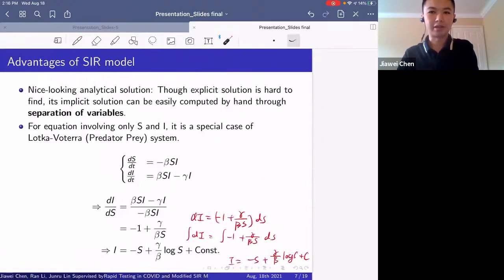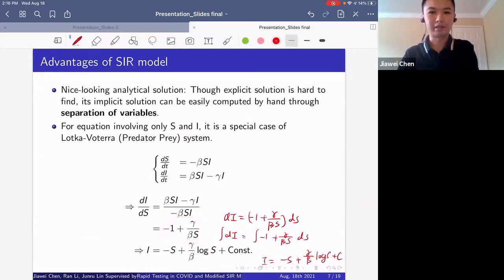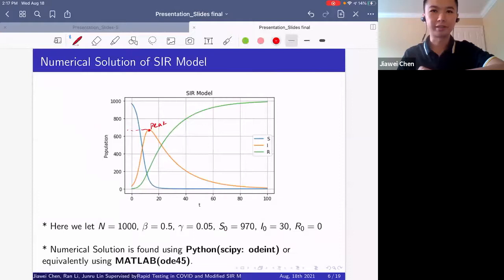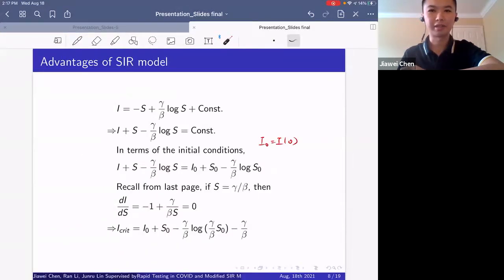So if we set S equal to gamma over beta, then we can set this derivative to zero. This will suggest that when I is considered as a function of S and S is set to gamma over beta, then I will have a critical point. Referring to the graph in two slides before, we can see that this will be the peak of the orange line. In the case of our model, both beta and gamma are positive, so we get a nice maximum of the I curve. So this is the advantage of the SIR model, which is that we can easily get an analytical solution.